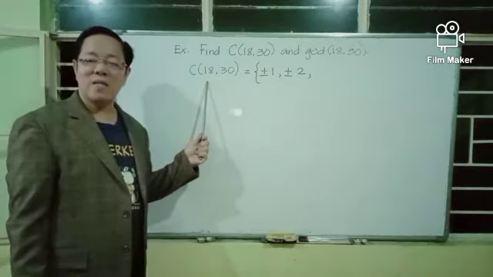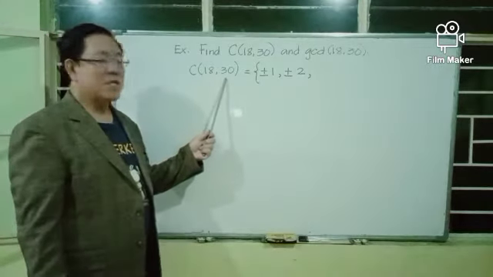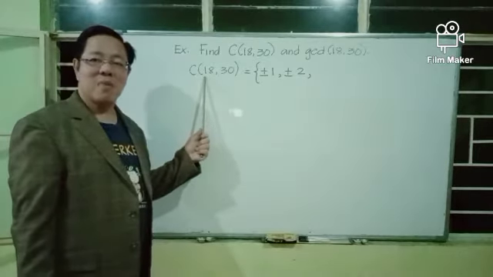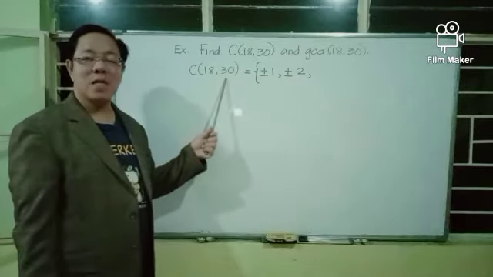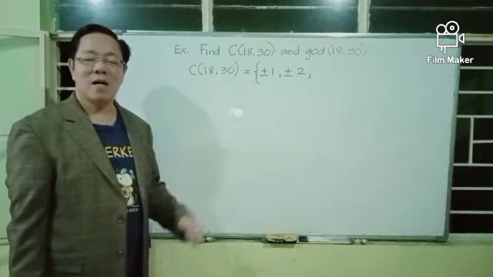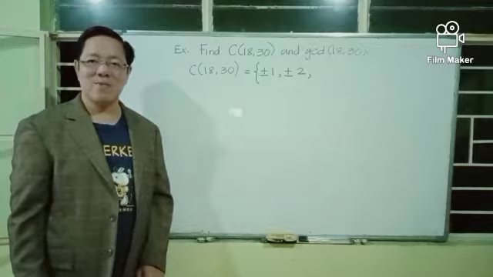18 can also be divided by 3 and 30 can be divided by 3. Negative 3 can also divide positive 18. Negative 3 can also divide 30. Therefore, plus and minus 3 are another two common divisors of 18 and 30.